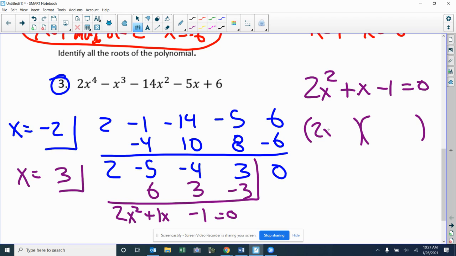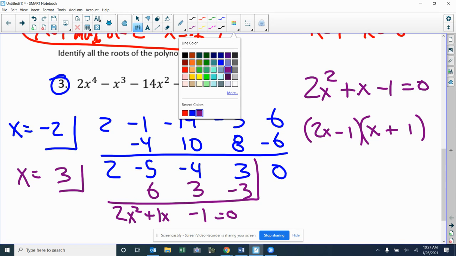Let's see. 2x here, x minus. So we're going to have a minus and a plus, factors of 1. I'm thinking +1 here and -1 here. I'm going to FOIL that to make sure I factored it correctly.